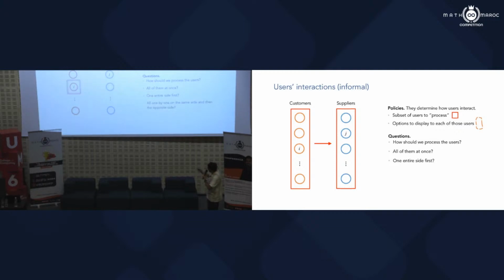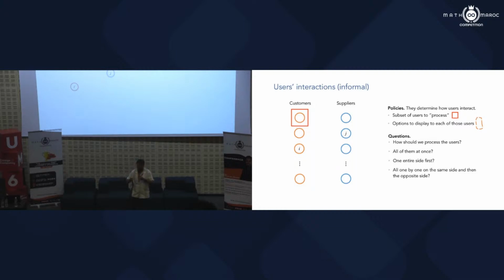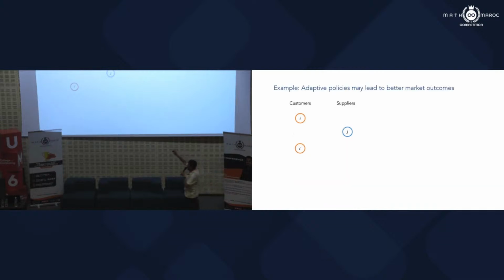So there are so many designs. Let me finish with a simple example to show you that the design, the sequence of interactions, matters. This is a toy example. This is going to be my last example. You have two customers, I and I prime, and you have one supplier that is called J. The probabilities are the following.